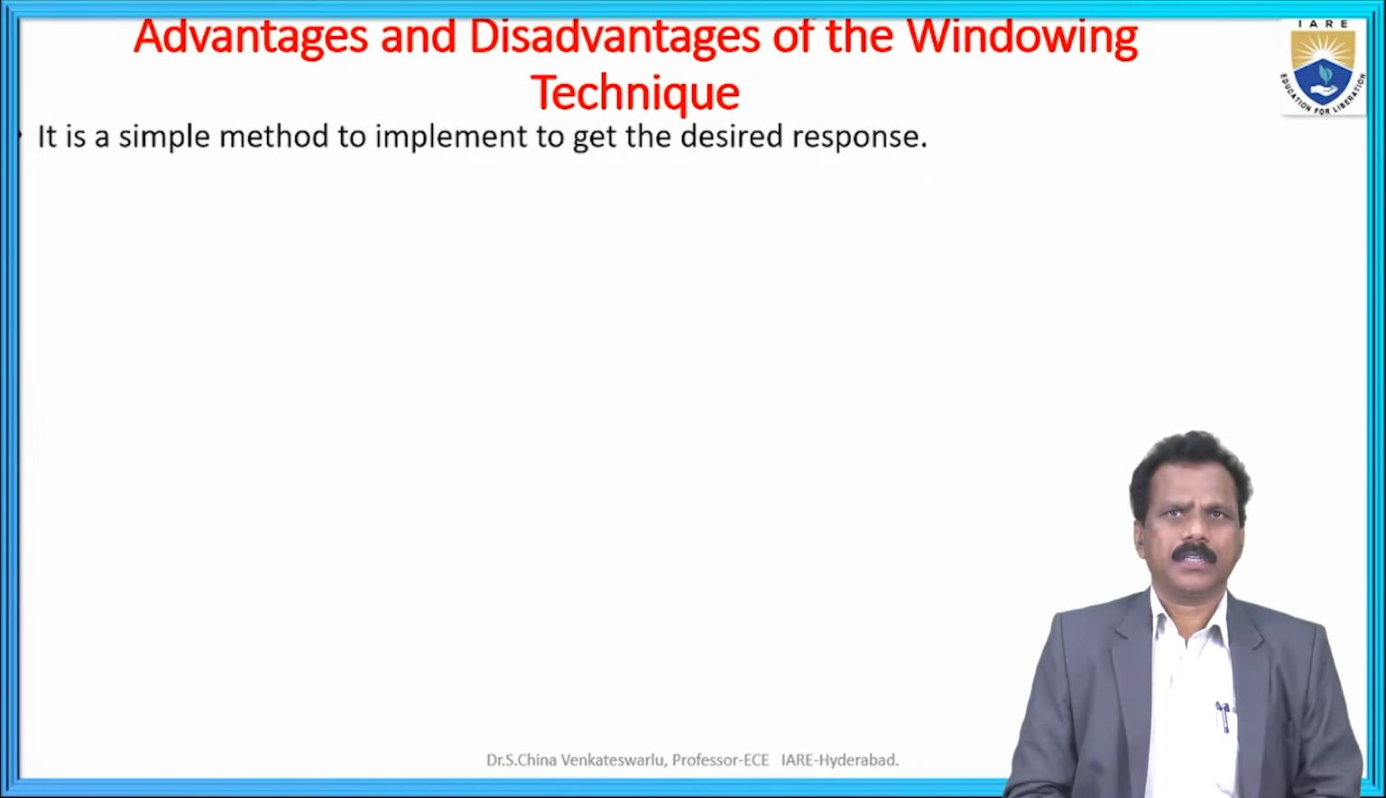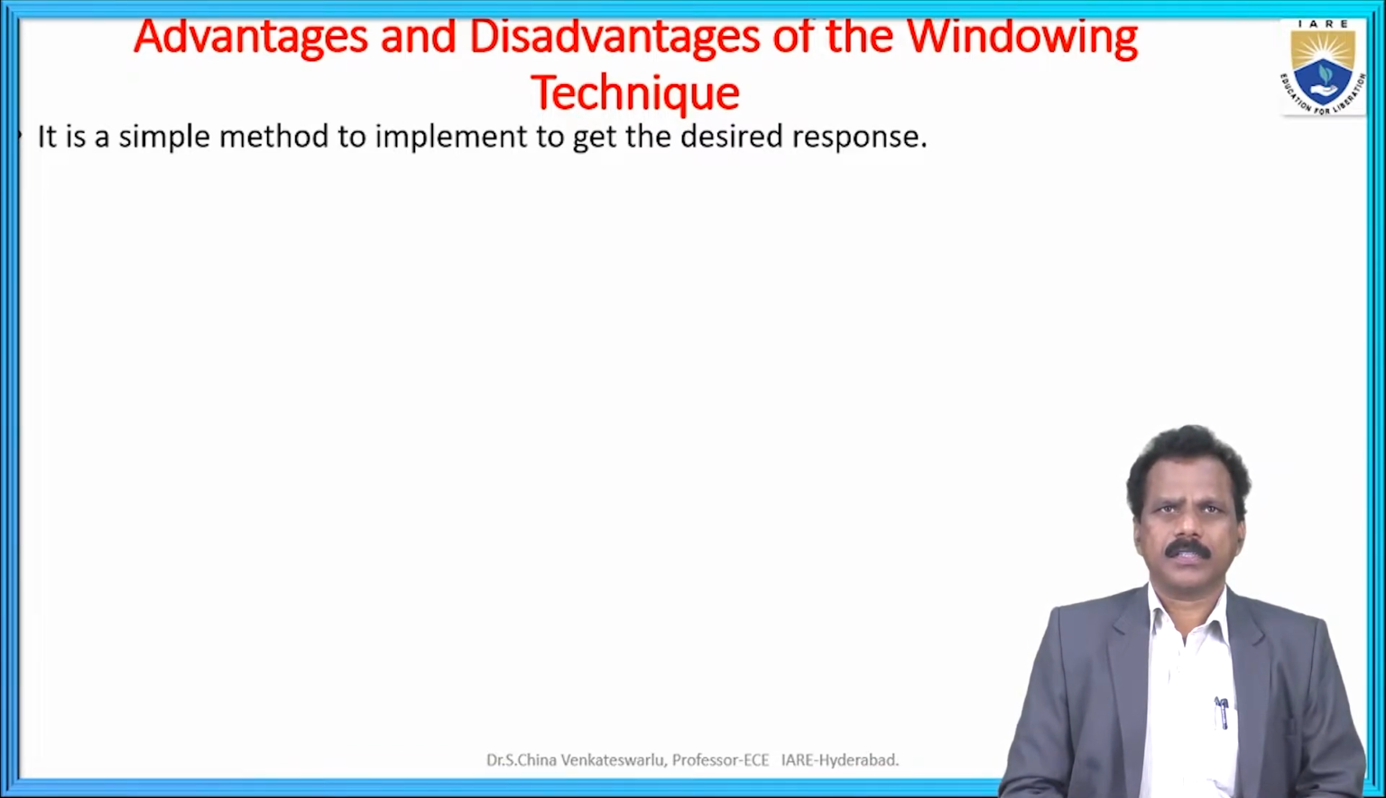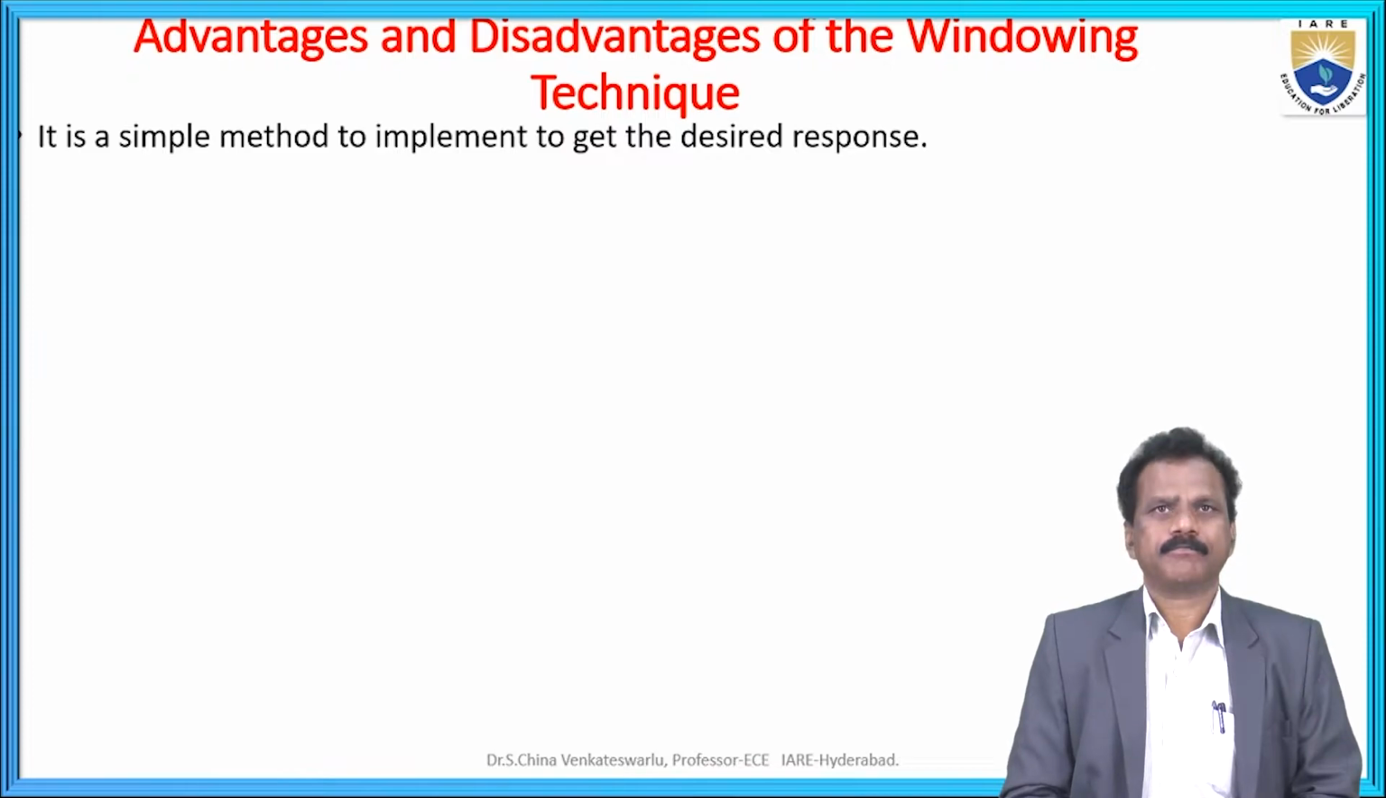It is a simple method to implement to get the desired response. So we set our desired response, and while using these windowing methodologies, we expect fewer errors. We expect the windowed response to have the expected shape, which is your desired response. That is the major merit: it is a simple method to implement to get the desired response.